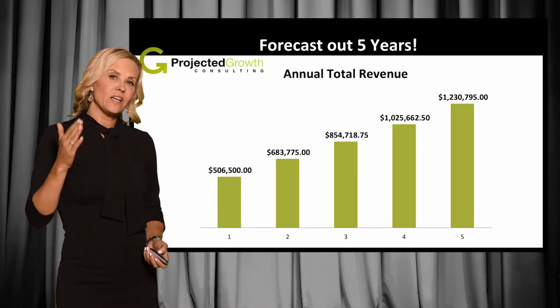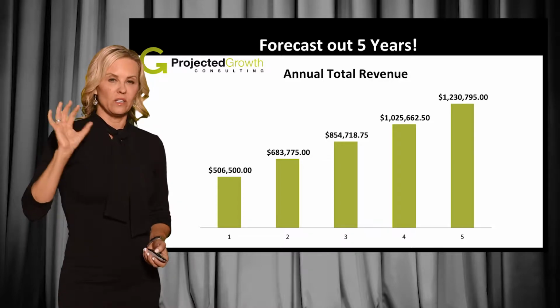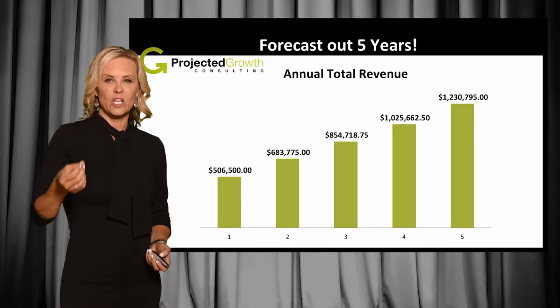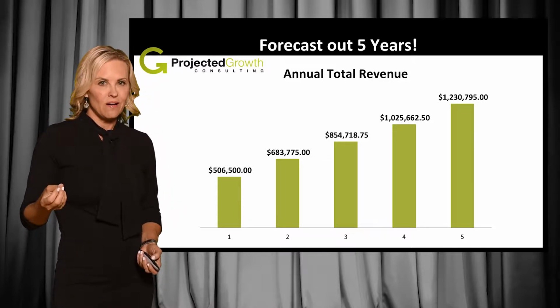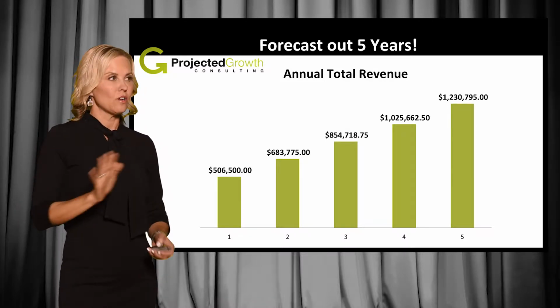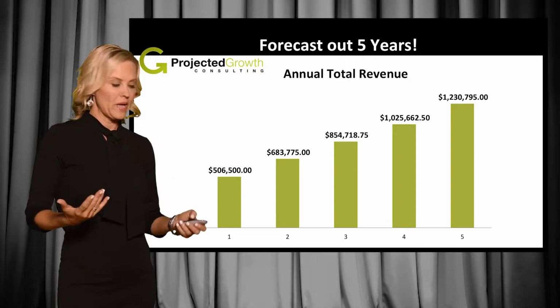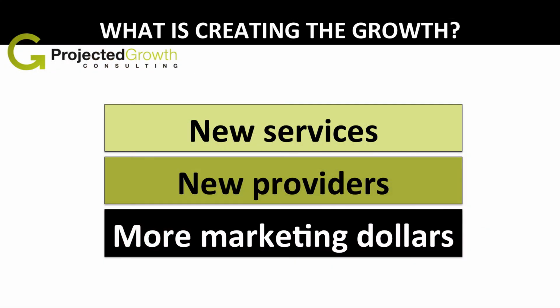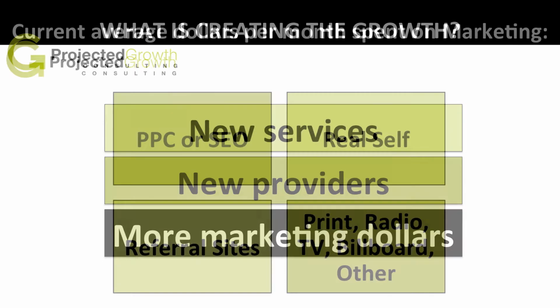Typically, we want to forecast out 5 years with a decent percentage growth that we can make sense of based on services, marketing budget, staffing, providers, all of it adds up together. We can't just grow magically for no reason. So in summary, we are going to have to identify what new services, providers, or marketing dollars are going to create the growth that you're looking for.